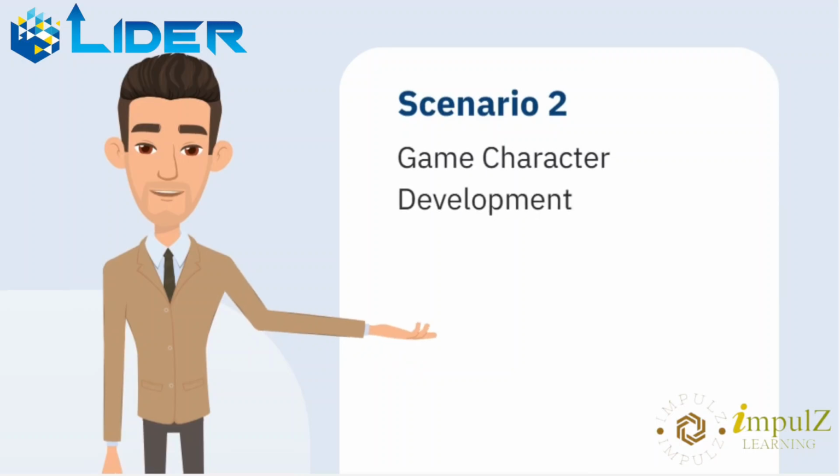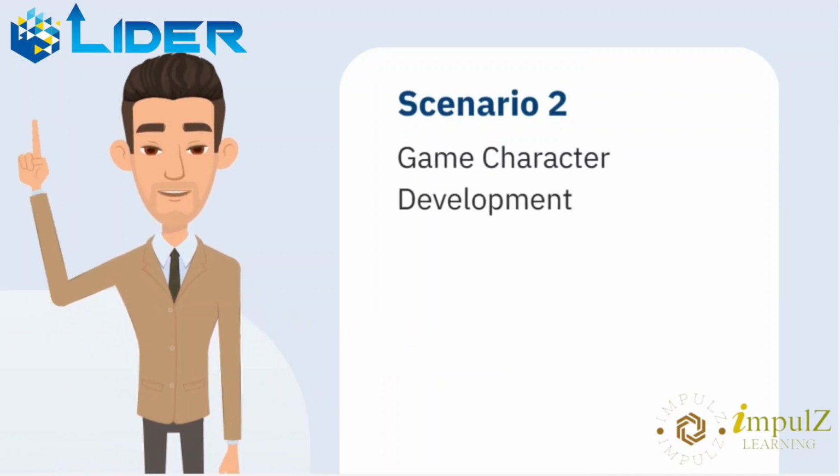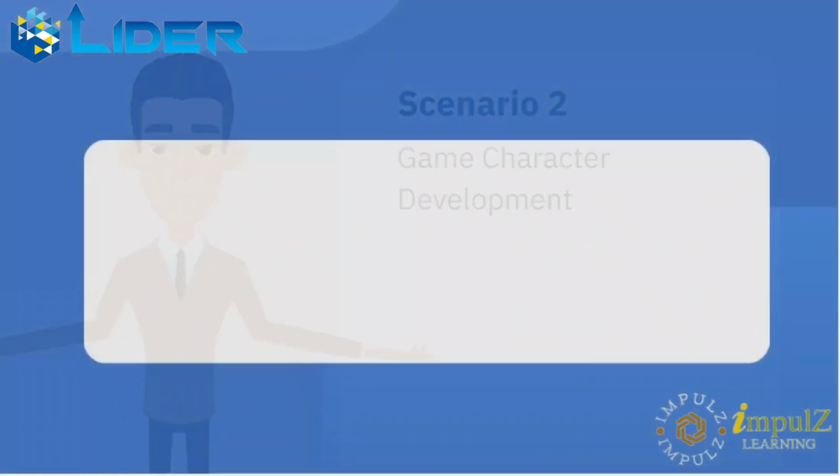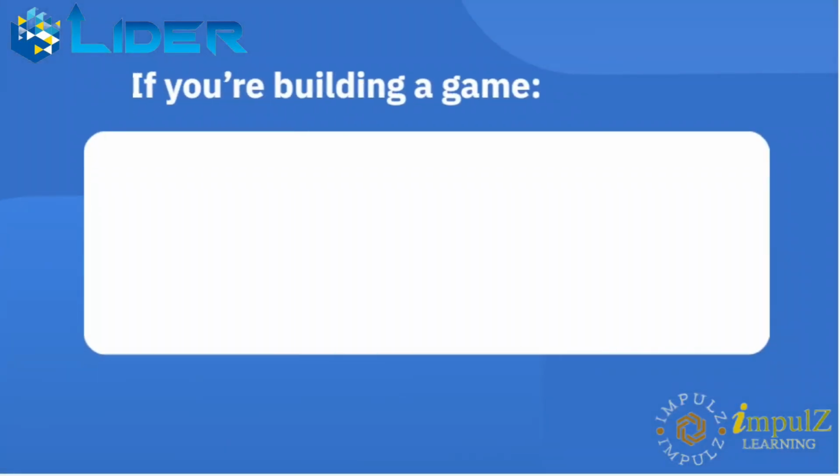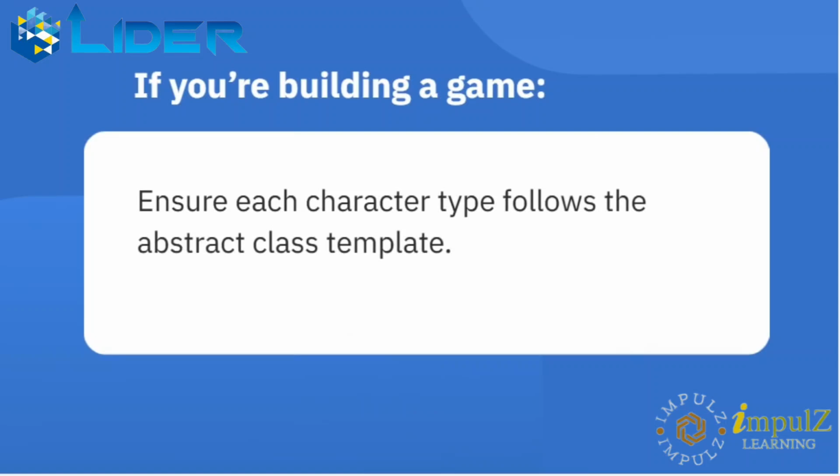Developing a game where different character types inherit characteristics from an abstract parent class. Developing character classes. Design a game with various character types based on an abstract character class. If you're building a game, ensure each character type follows the abstract class template.